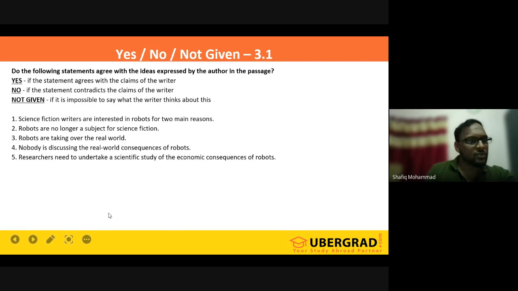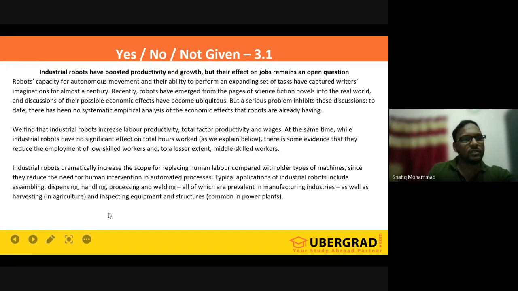Yes. So someone has said that the fourth answer will be yes, as the last line in the first para mentions this. Okay, what is the fourth question? Fourth, nobody is discussing the real world consequences. You said fourth. Okay, the last line of the first para mentions this: but the serious problem inhibits the discussion today, there has been synthetic empirical analysis.